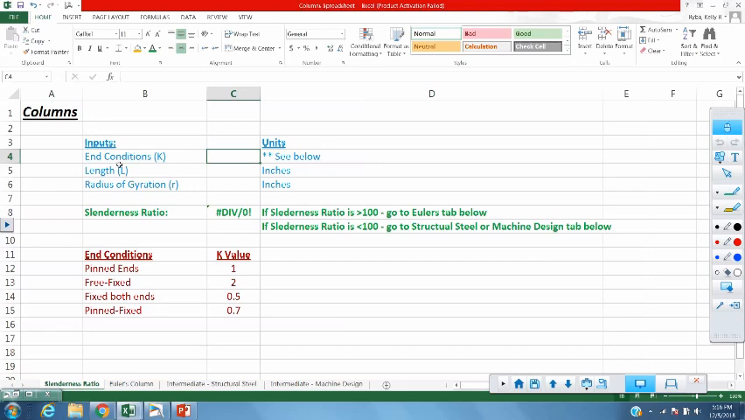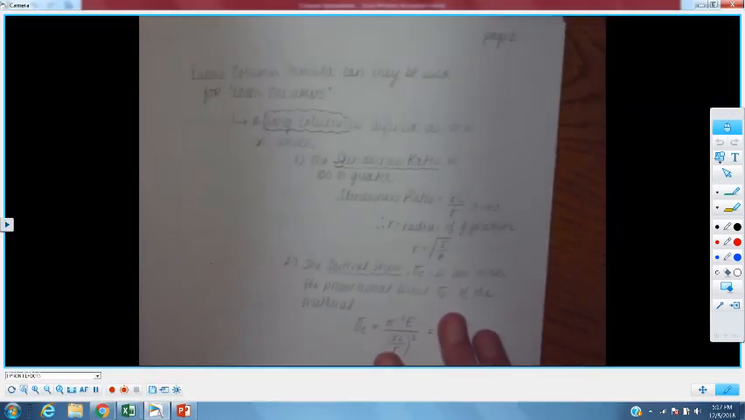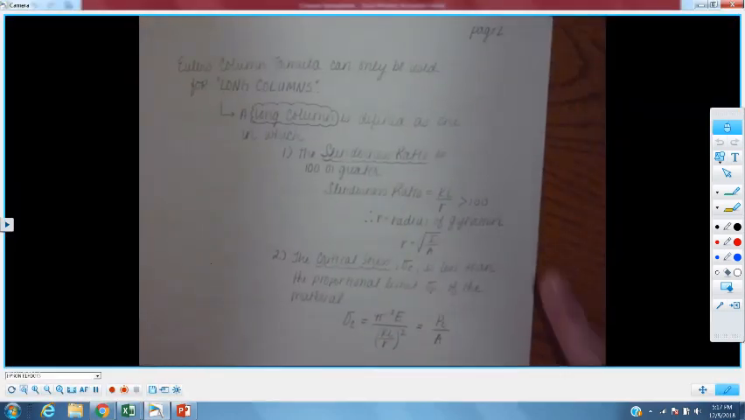So on the first page here, I started with the slenderness ratio inputs. The equation for the slenderness ratio can be found in the handouts from the column unit. So if we go to the camera here, the second page of the column handouts gives us our equation for the slenderness ratio. That is going to be K, which is the K factor based on the end conditions, times the overall length divided by the radius of gyration. Now, the radius of gyration can be calculated using the moment of inertia divided by the area and then taking the square root of that.